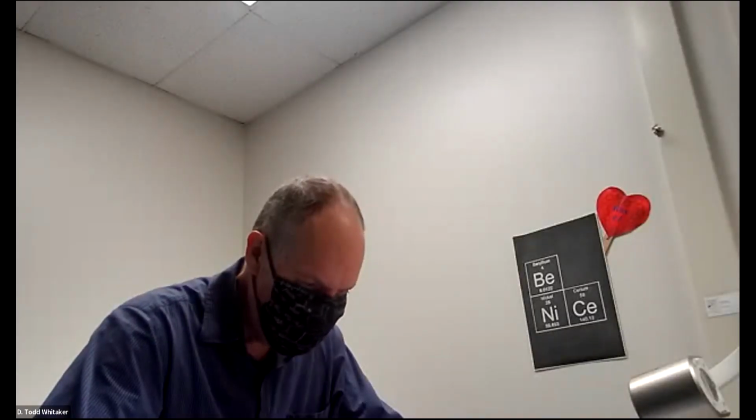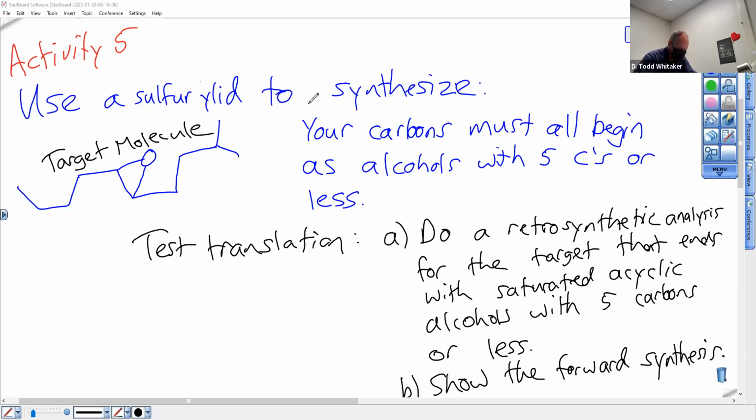Continuing our retrosynthetic analysis, we had another target molecule that we were required to use a sulfur ylid for. I wrote the actual wording you would see on an exam for this. Do a retrosynthetic analysis for the target, there's the target, that ends with saturated acyclic alcohols with 5 carbons or less. It's very specific, kind of the more specific version of this. And then show the forward synthesis.